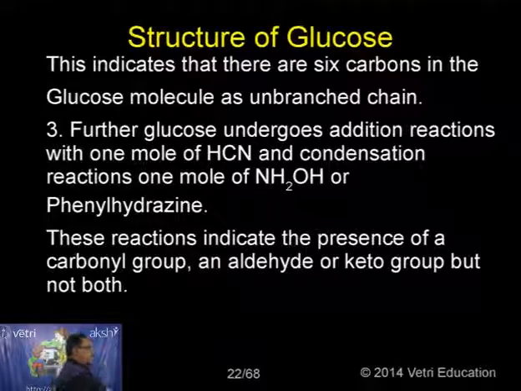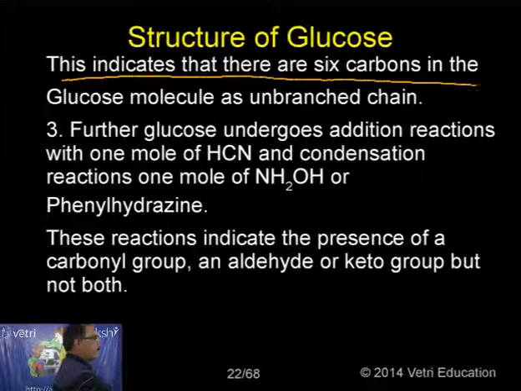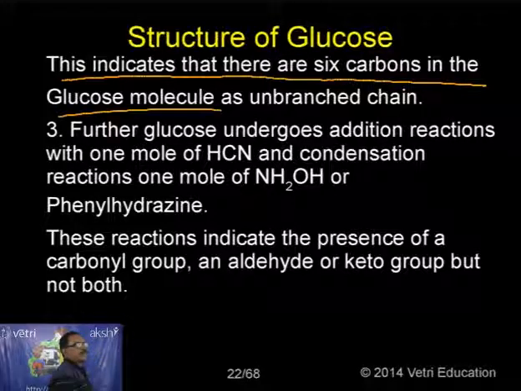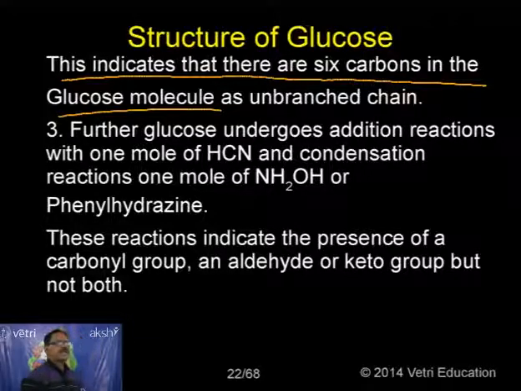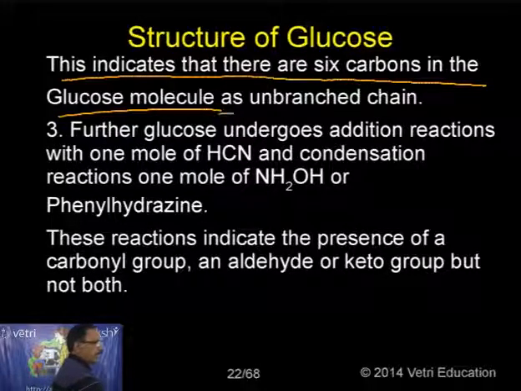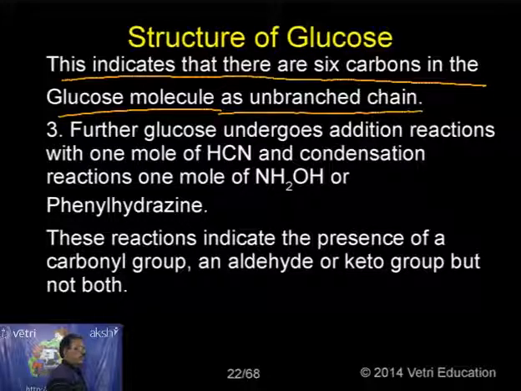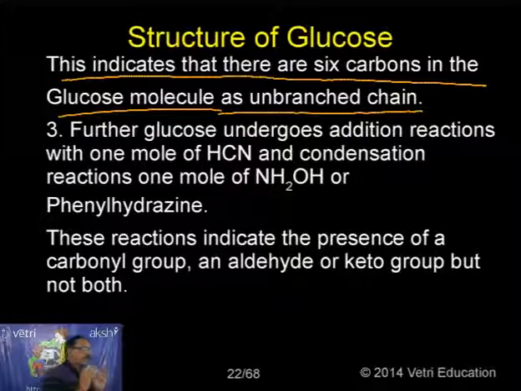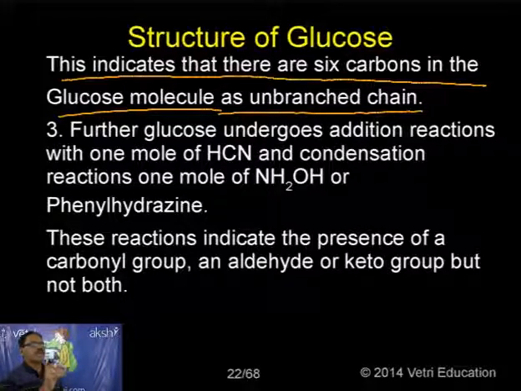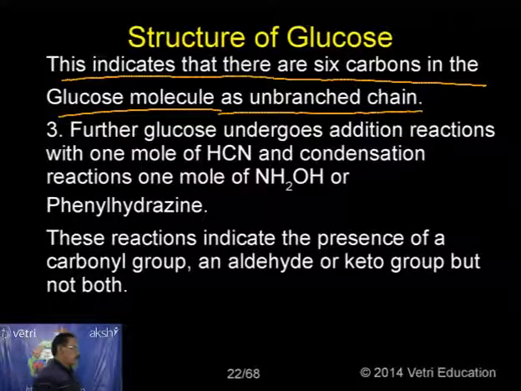This indicates that there are 6 carbons in the glucose molecule. Very clear, because of n-hexane, there are 6 carbons in glucose as an unbranched chain. This is another piece of information we are getting. So this indicates that there are 6 carbons in the glucose molecule as an unbranched chain because of the formation of n-hexane. Okay, so step 3.